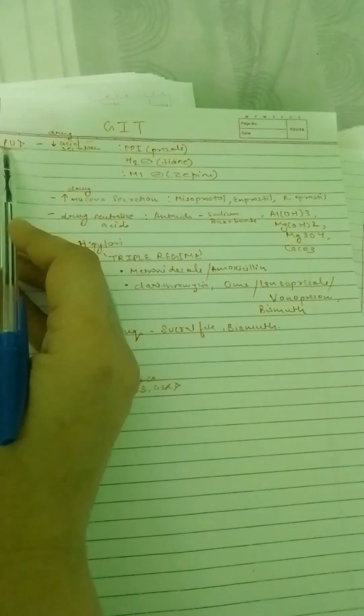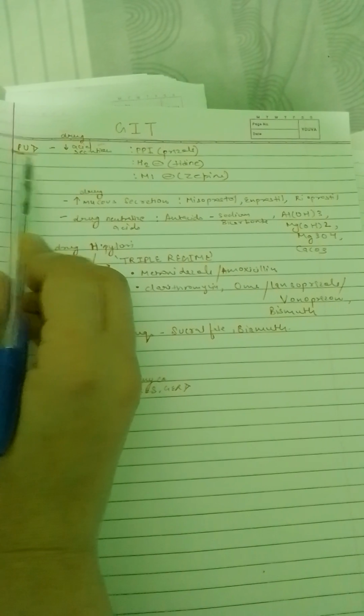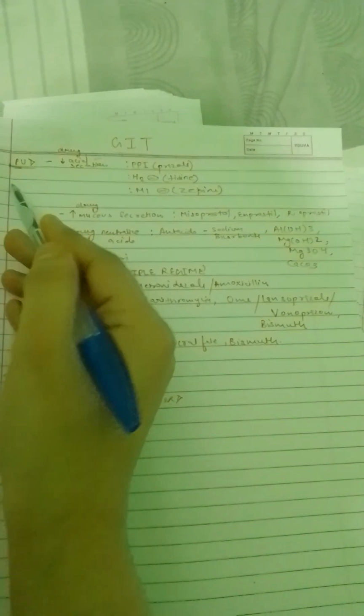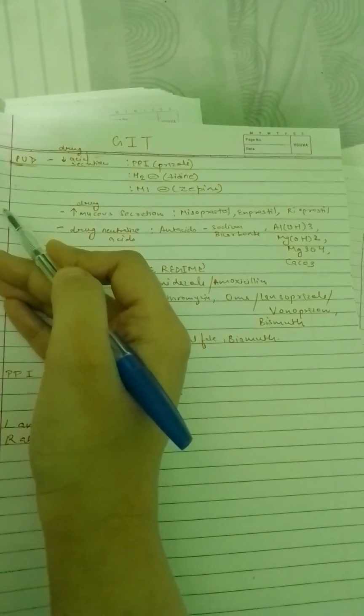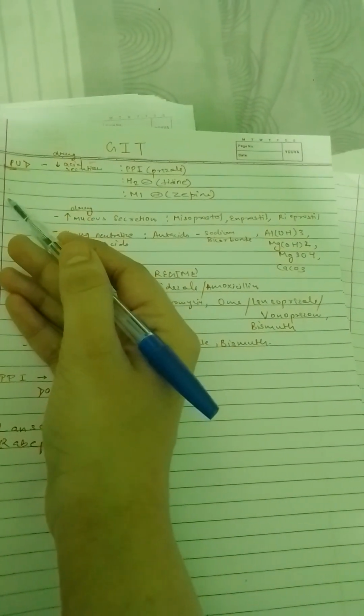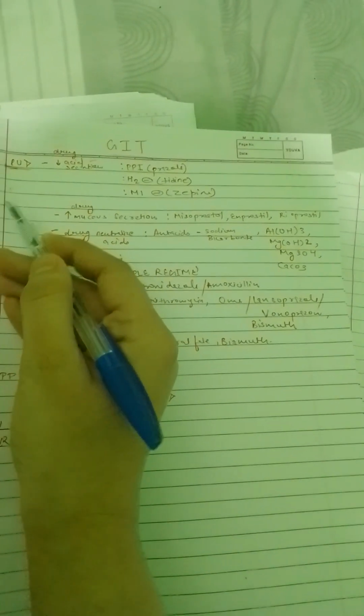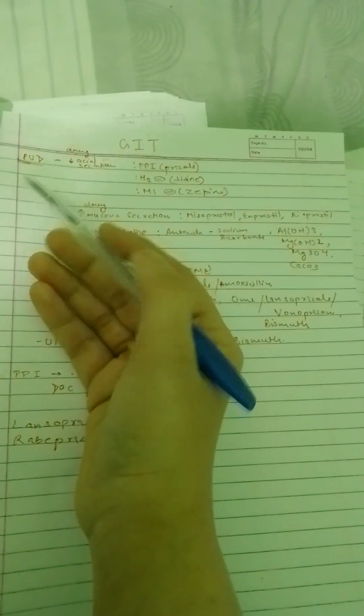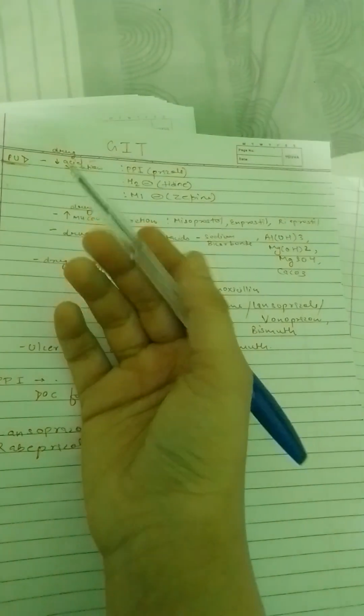Okay, so let's begin. For GIT we will first talk about the PUD. We know it is peptic ulcer disease. That simply means the ulcer in the stomach or the duodenum. Ulcer is a kind of erosion, a circular erosion in the lining of the stomach or the duodenum. So which drugs will we use?